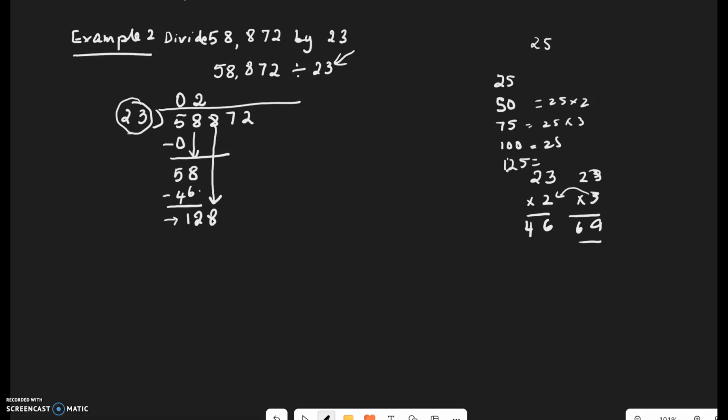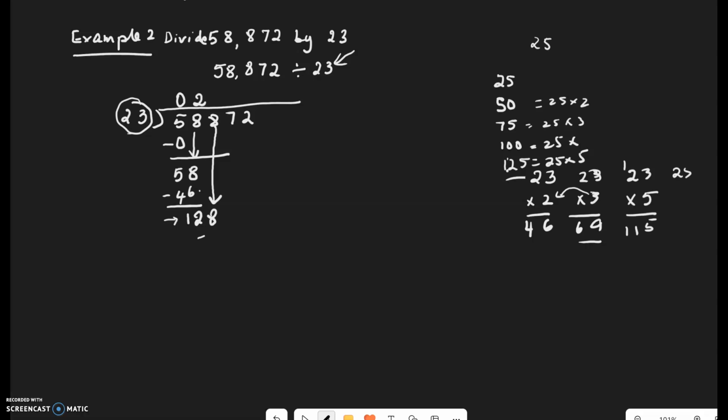So let's check. 25 times 5 is 125. What we have here is 128. So the best possibility to check would be 23 times 5. 5 times 3 is 15. 5 times 2 is 10, 11, 115.